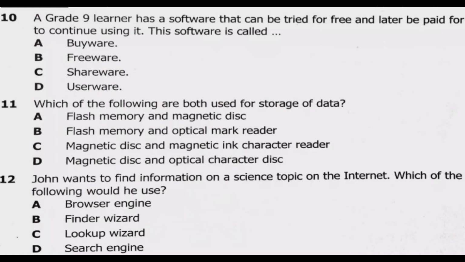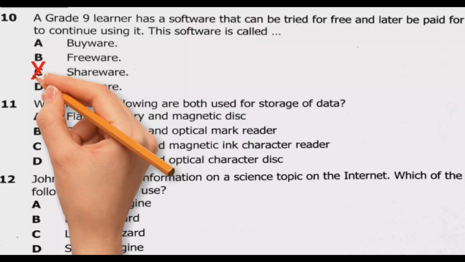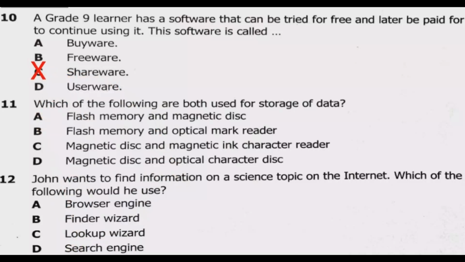Okay, question 10 is as follows. A grade 9 learner has a software that can be tried for free and later be paid for to continue using it. This software is called A. Byware, B. Freeware, C. Shareware, D. Userware. So the correct answer is C. Shareware. Byware, this is the application or software that you buy, so that you can use the full software.